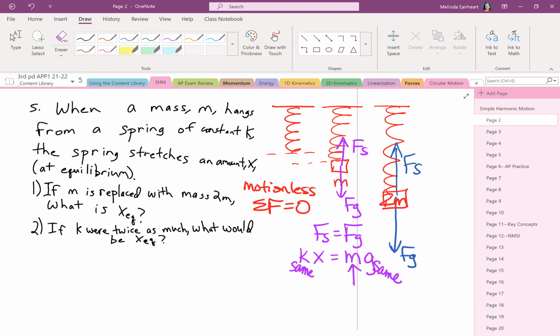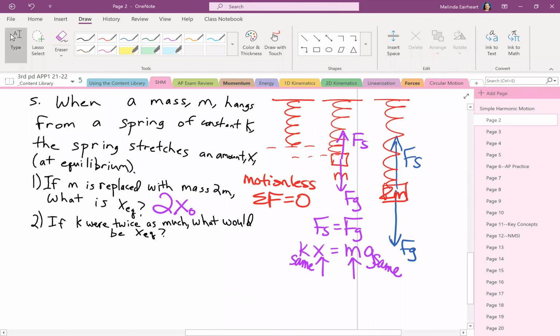Specifically, if I double the mass, what kind of stretch am I going to get? For it to remain in equilibrium, it's got to be a double. And so we'll get double the original stretch. If it was triple mass, we'd get a triple stretch.